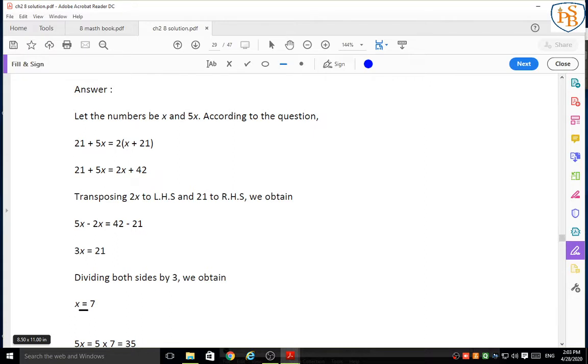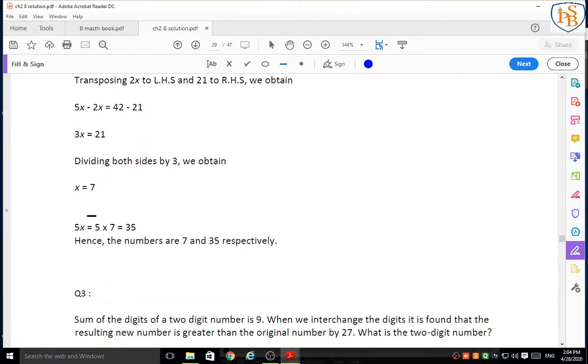Now how do we put these values in these two numbers to find the real numbers? So x is equal to 7. But what about 5x? That means 5 into 7 is 35. Look at here. So hence the numbers are 7 and 35 respectively.